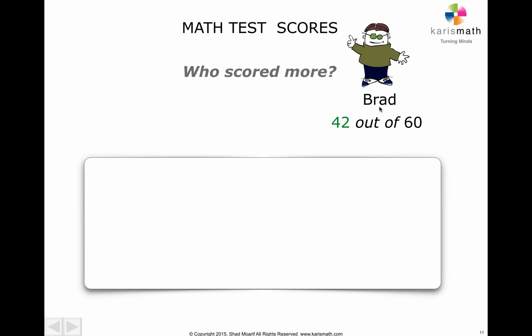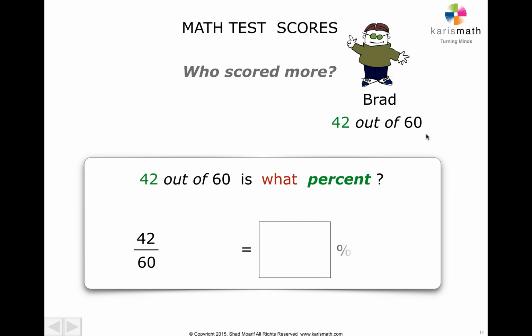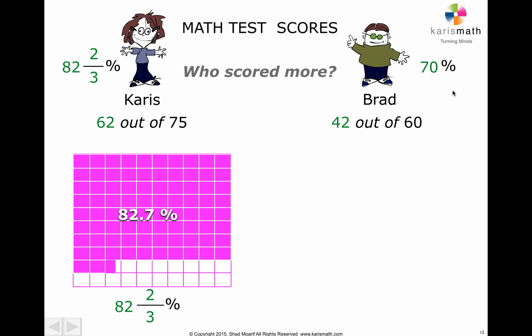We'll convert this also into a percent. 42 out of 60. Can you work it out? Work out what 42 out of 60 is in terms of percent. Yes, times 100%. So the answer is very good, 70%. Brad got 70%. She got 82.7% because 2/3 is roughly around 0.7.